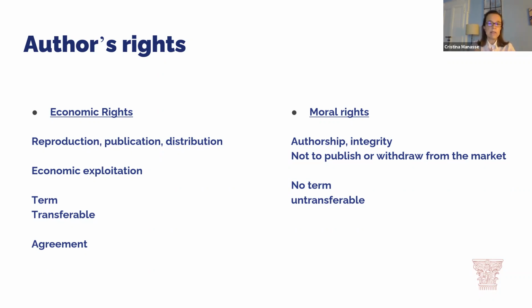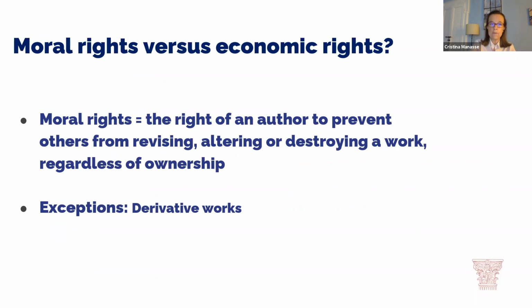The moral rights in certain jurisdictions are the right of authorship, so to be recognized as the author, the right of integrity in the sense that there cannot be amendments or modifications without the consent of the author, the right not to publish the work or to withdraw it from the market. There is no term, so while in the other there is a term of 70 years, generally here there are no terms, and they cannot be transferred, they cannot even be waived by the right holder.